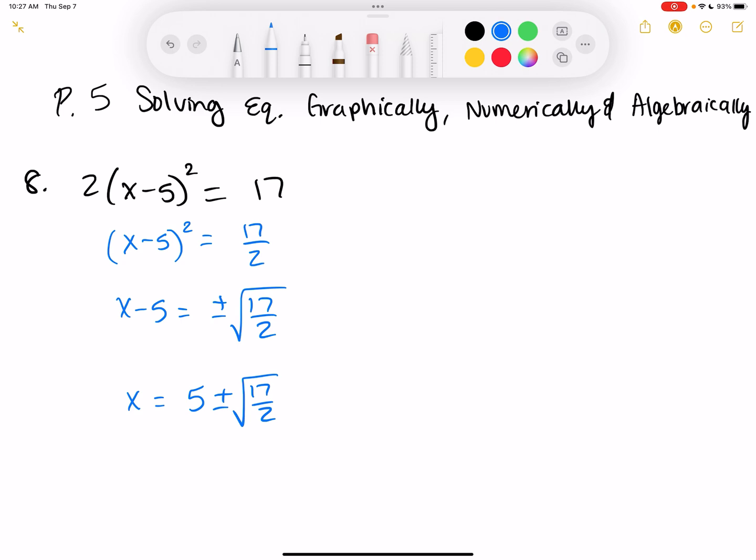If you leave it like that, that's fine. We technically should get rid of the radical on the bottom here. So by multiplying that by the square root of 2 over square root of 2, this would give us x is equal to 5 plus or minus the square root of 34 over 2 would be the technically correct answer for this. The book made it a decimal and did it that way instead.